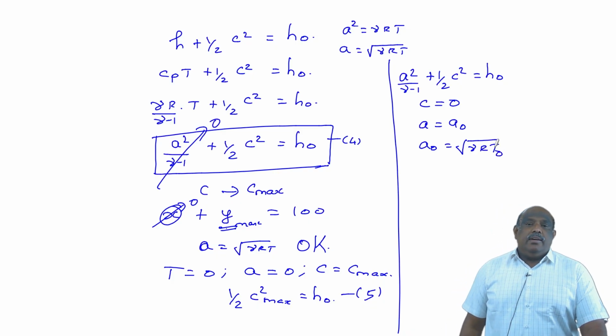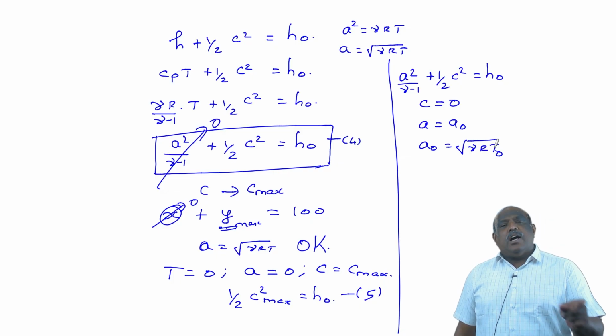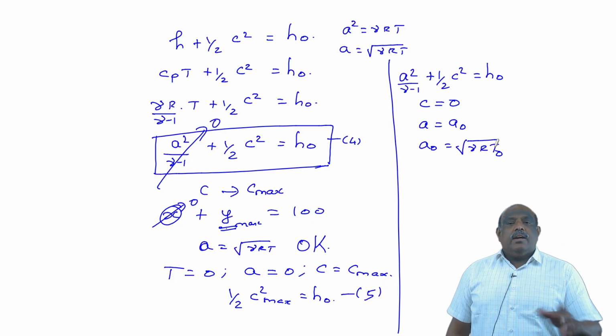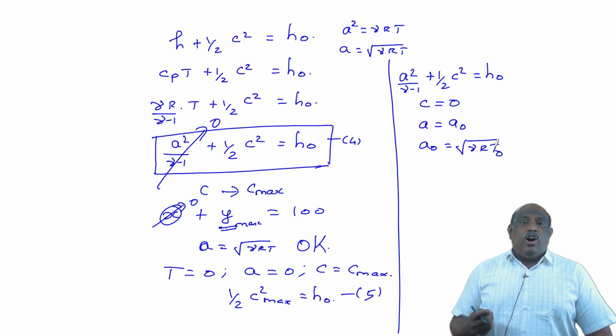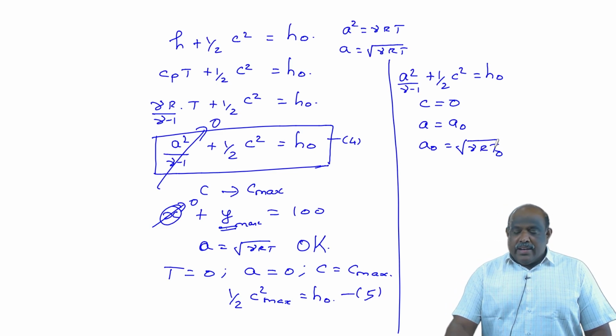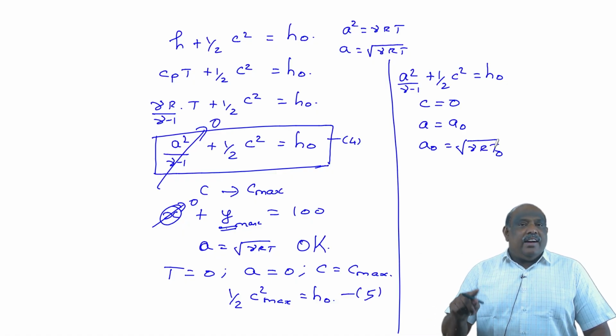It is gamma R T naught. It is not T. Only when it is a, it means gamma R T. A naught means gamma R T naught. You may be wondering why a person put A naught or not A, because the right hand side is H naught. So the corresponding temperature will be what? T naught and not T.